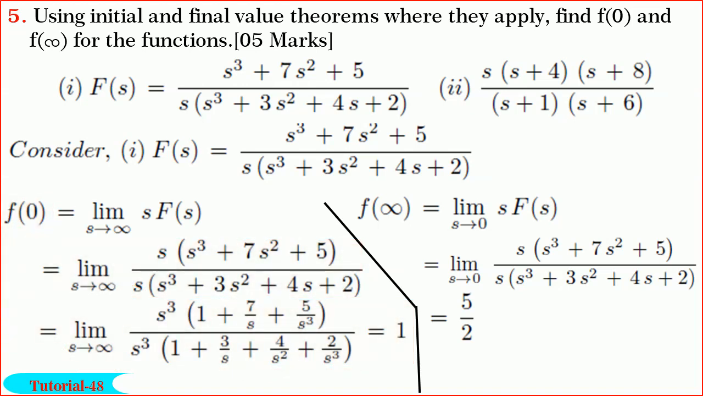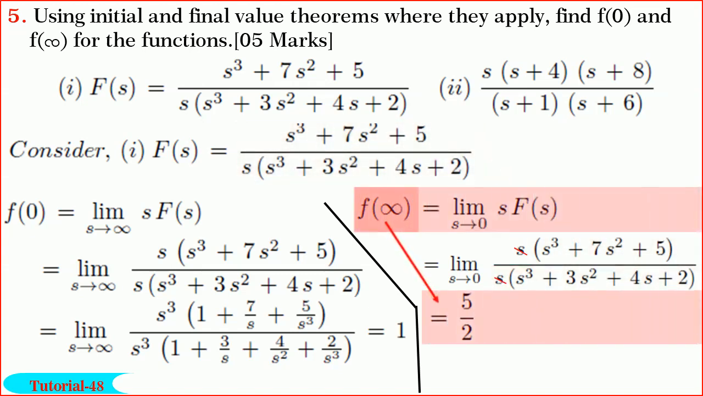To get the final value, we know that f(∞) is equal to the limit of s F(s) as s tends to 0. By multiplying the given function F(s) by s and solving after applying the limits as s tends to 0, we get f(∞) = 5/2. It is so simple, isn't it?